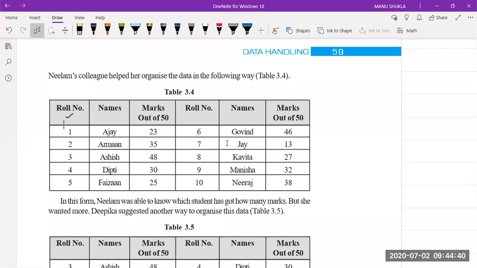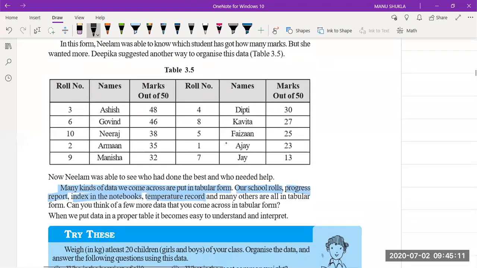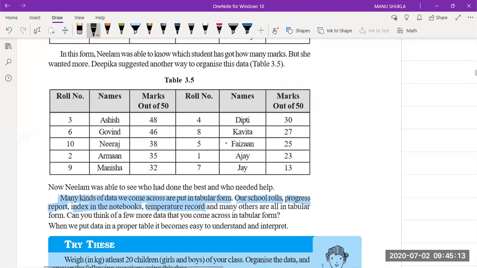Okay. So, Manish is asking, sir, why is the subject not there? No problem, beta. The thing is, we have name, we have roll number, we have marks. Subject is not there because it is understood that we are talking about English only. So why waste a column for that? If you write subject, Himanshi, don't waste time writing subject in this case. Similarly, you can see in this case, Neelam was able to know which student has got how many marks, but she wanted more.